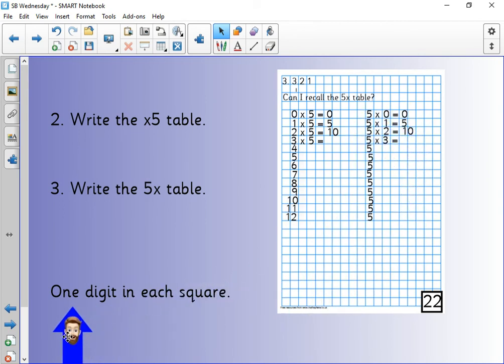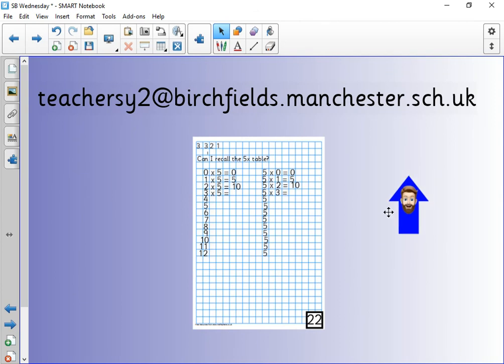Okay, just a reminder, 1 digit in each square, okay? So I want to see your beautiful times tables that are lined up, okay, with the number facts nice and clearly written.